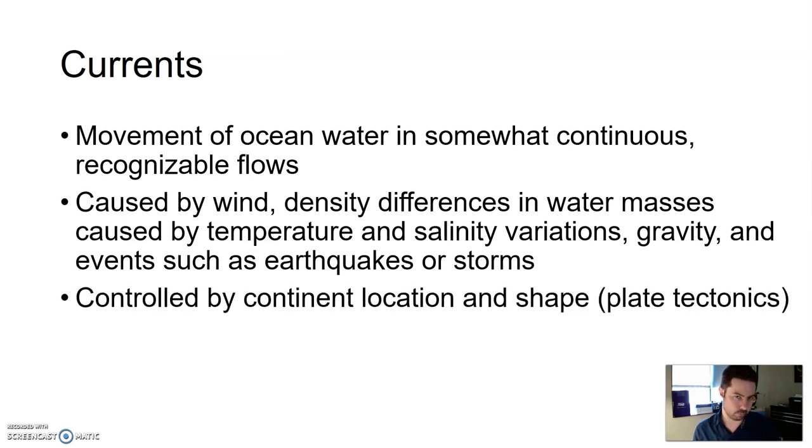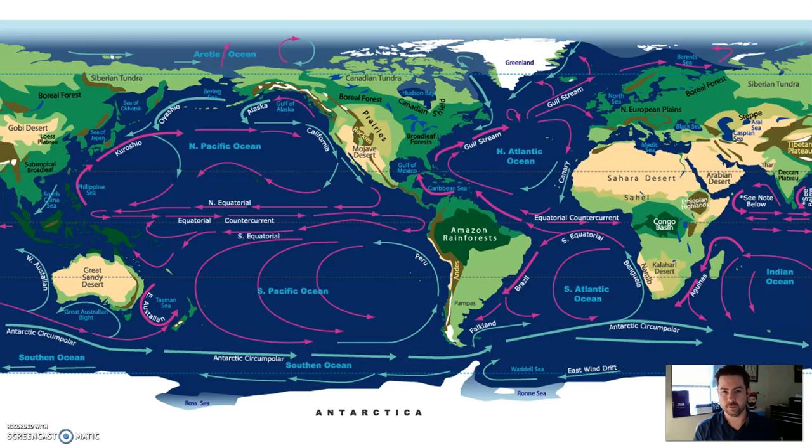But currents are really controlled by the location and shape of the continents, plate tectonics. Currents, as they flow in the different oceans, are bounded by land, so where the continents are. In the geologic past, millions of years ago, with the plates in different locations, currents were different. Currently, though, this is a good generalized map of the ocean currents. The pink are more so warm ocean currents. The blue are cold ocean currents.